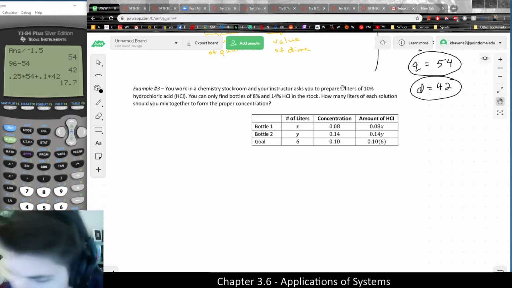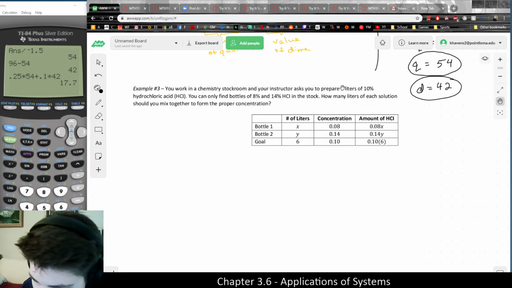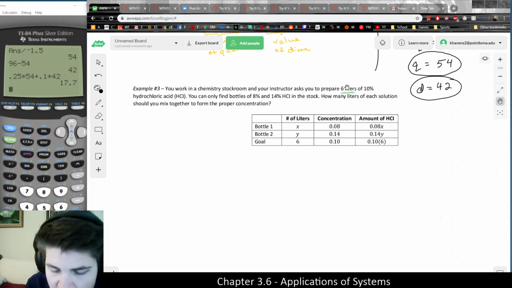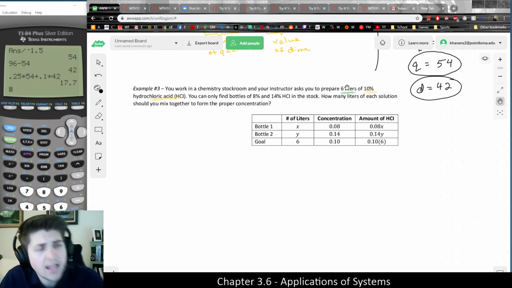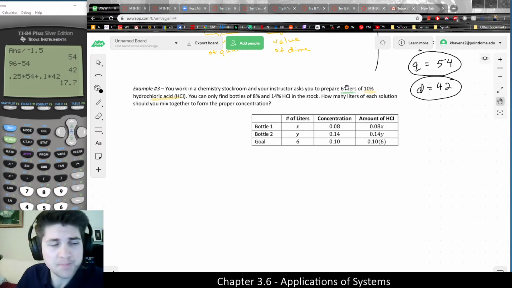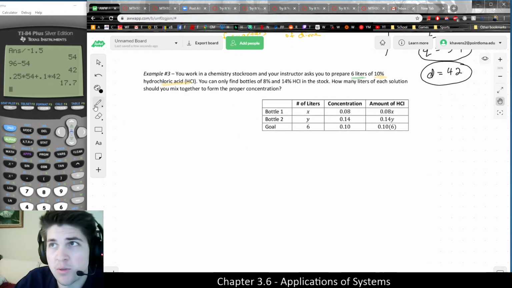As I'm reading this, I'm trying to focus on all of the information that is relevant. Basically, 6 liters is a key thing that I need. Another key is that I want to make sure that that 6 liters is a 10% solution. What that implies is I know exactly how much hydrochloric acid is in that solution because it's just 10% of 6. We'll focus on each equation separately because what we're going to end up with is 2 equations with 2 unknowns, and we're going to solve it in the same way.